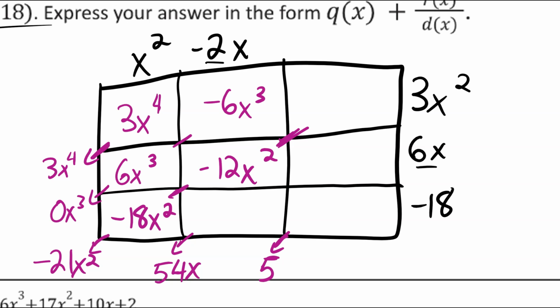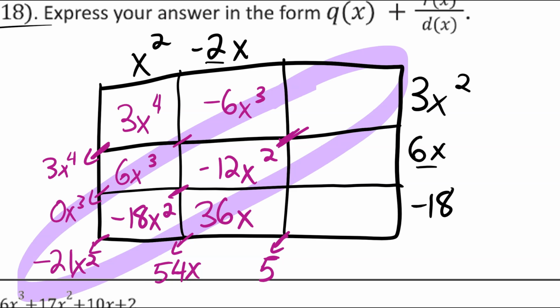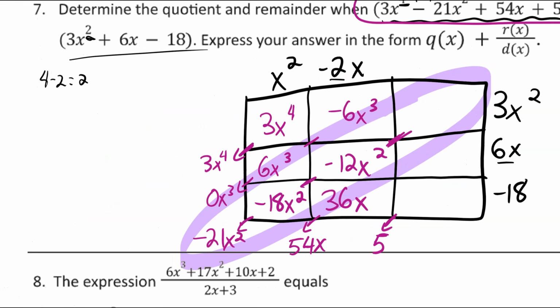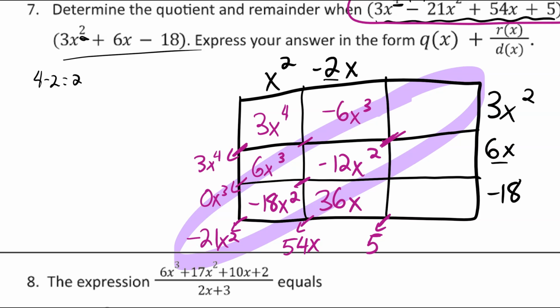And negative 2x times negative 18, remember a negative times a negative is a positive, so that'd be 36x right there. Now I'll work with my x squared terms. That's a little bit of a bigger diagonal. Altogether, I want this diagonal to add to negative 21x squared. So let's see. I'm going to do a little bit of work off to the side here.